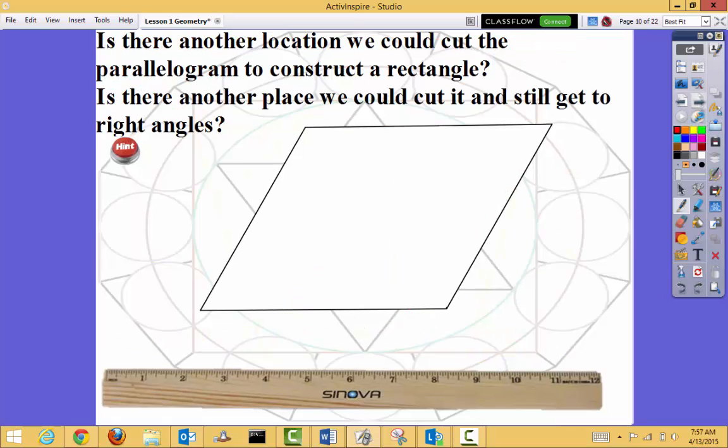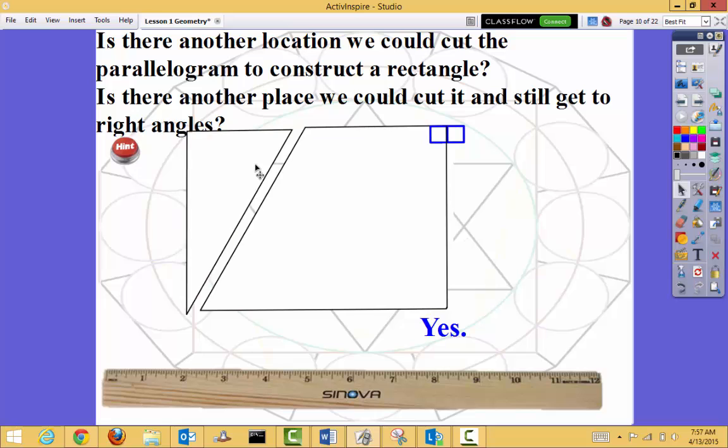Let's see, is there another location I can cut it? Yeah, there's actually many places, as long as I get a right angle. Here's another place I can cut it, right here. And then I can take this spot, and I can move it over here. So there's many places as long as I get a right angle.